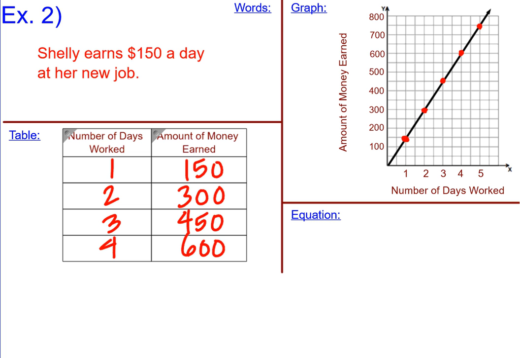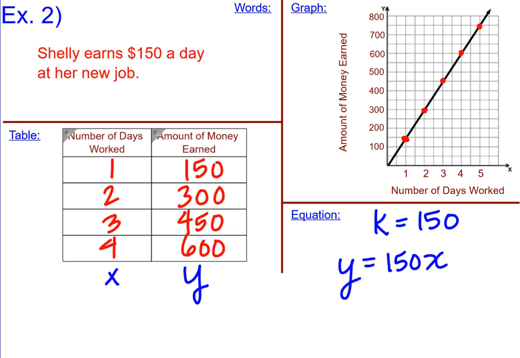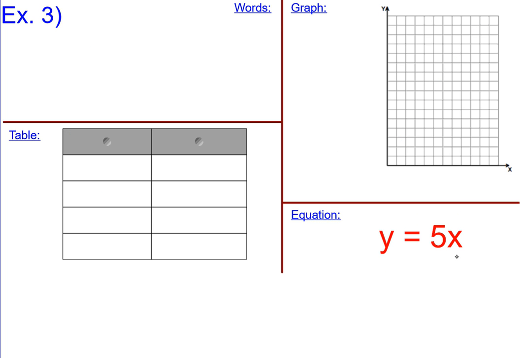Well, hopefully everybody can see from this what that constant of proportionality is. What are we multiplying the number of days by to get the amount of money earned? What are we multiplying the x by to get y? Well, hopefully everybody sees that that constant of proportionality is 150. So what we're going to say then is y is dependent on that constant of proportionality times that independent variable. So we have our equation. Pretty straightforward. So this last one, I'm going to try and move quickly because I know it's a long video.